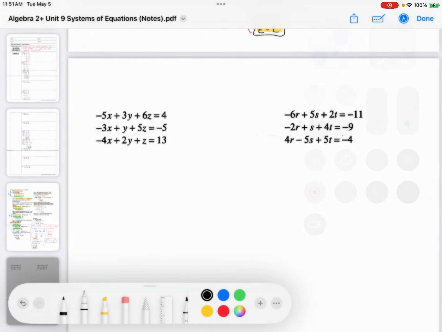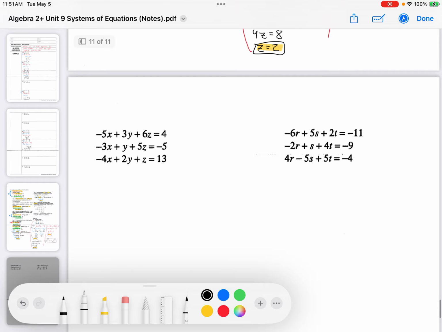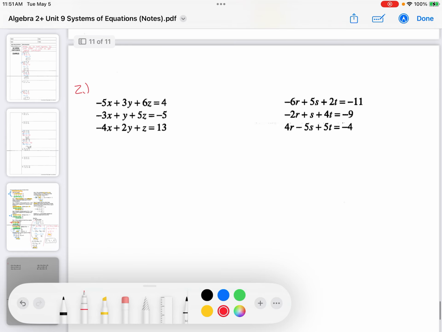Okay, so I guess not really number 2. We can make it number 2 though if we want to. Here's number 2. Let's see. Doesn't look like any of our variables are lined up for elimination. Those wouldn't work. These wouldn't work. None of these would work either. So we can't just automatically eliminate.